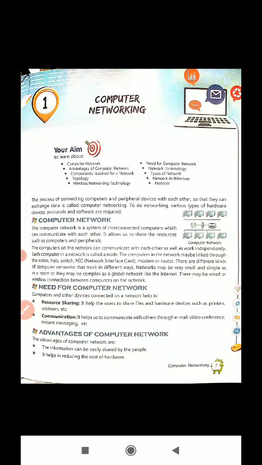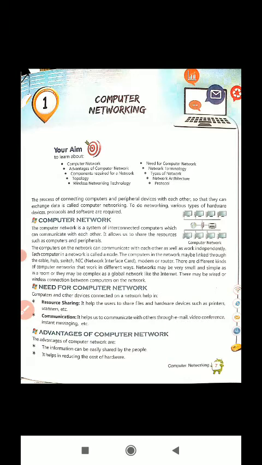So I hope you understood what is meant by a computer network. Computer network means the sharing of resources between different systems, through the use of different devices, different cables, different systems. When they are interconnected with each other, that is called a computer network.